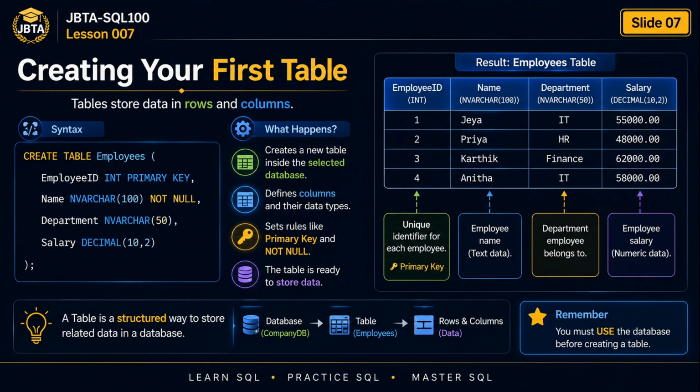PRIMARY KEY ensures each record is uniquely identified. NOT NULL makes a column mandatory. The table structure is created first, the data is added later. Golden rule: first create the database, then select it using USE, and finally create your tables inside it.